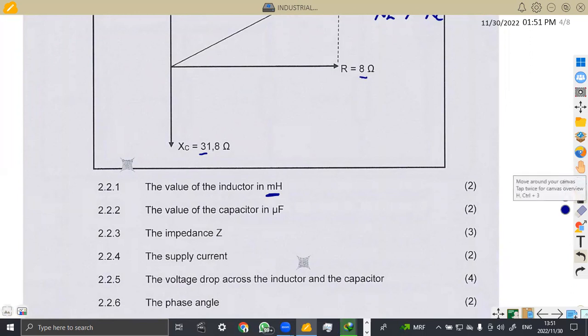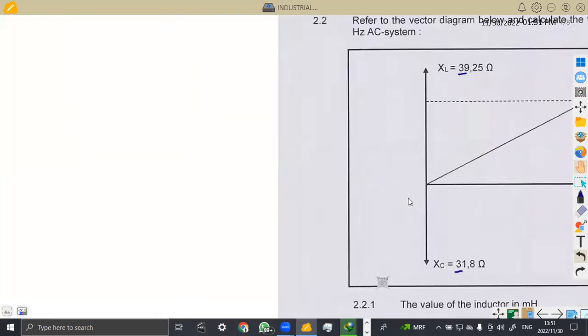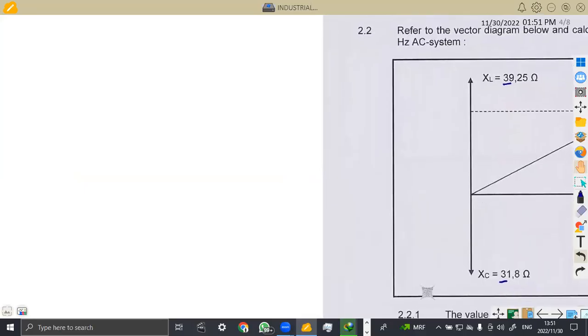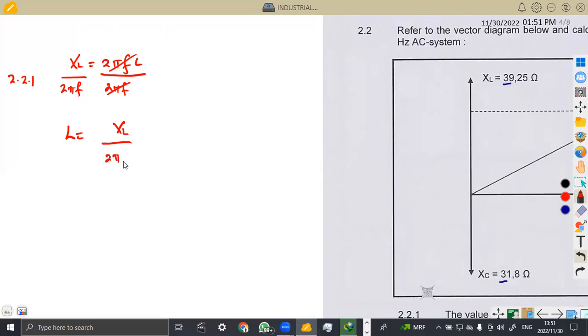Okay, so what are you going to do? Let us just have here the value of the inductor in millihenries. 2.21. We know that XL is equivalent to 2 pi FL. So to find L, we divide both sides by 2 pi F. That means the inductance is equivalent to XL over 2 pi F. Sometimes they write this formula like this, sometimes they don't. It depends on how you were given, but if you are given like this, then you have to transpose and make L the subject.